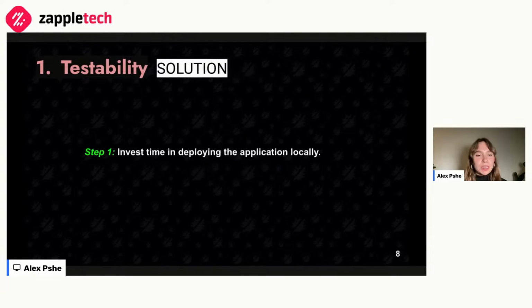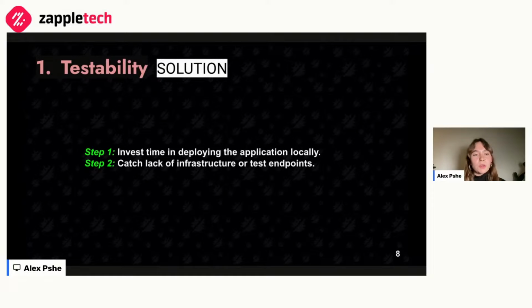And the solution, how we can do it: we should invest time in deploying the application locally. It's always the first step. For example, we should run one bash script or one command in the terminal, and after that, our application can be deployed on our local machine. After that, we will catch the lack of infrastructure or test endpoints. For example, here and here we can set up data only manually.